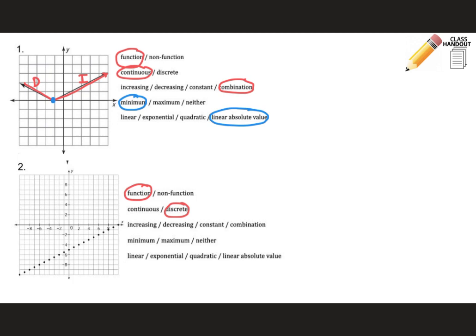To decide if it's increasing or decreasing, we go from left to right. That function is increasing because it's going up. This particular function does not have a minimum or maximum because we know it's going to continue going on in that pattern. So that's going to be neither. And then what function family does this belong to? This is a line, so this is going to be a linear function.